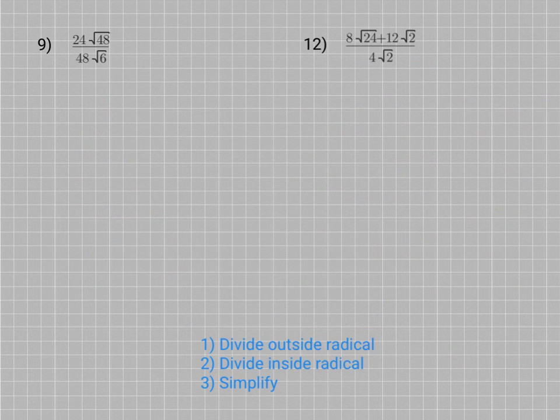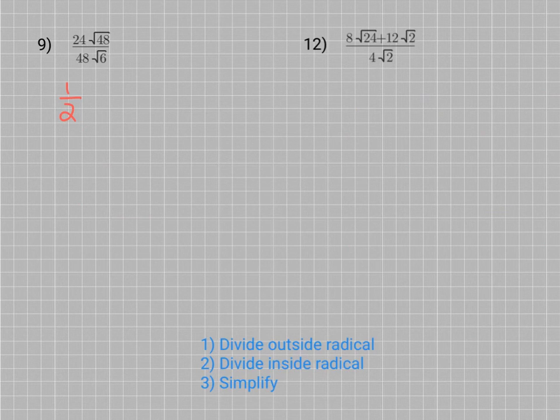All right, so now if you turn to page 6, we're going to take a look at number 9. Well, the same rules apply for dividing radicals as they do for multiplying radicals. You'll notice the only difference is here we're using the word divide instead of multiply. So step number 1, divide outside the radical. So if we look at these numbers outside the radical here, 24 divided by 48 is just 1/2. You could write that as 1/2 or 0.5, whatever you prefer. Okay, step number 2 is to divide inside the radical.